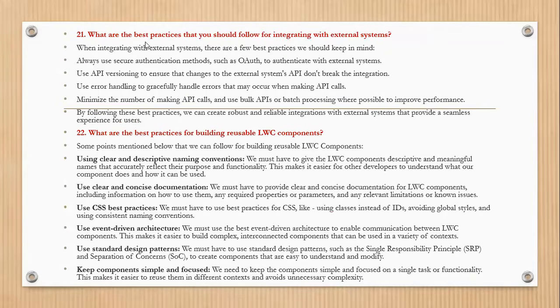Next question: what are the best practices that you should follow for integration with an external system? When integrating with an external system, there are five best practices we should keep in mind. First, always secure the authentication methods, such as OAuth, with the external system. Use API versioning to ensure that changes to the external system API don't break the integration.